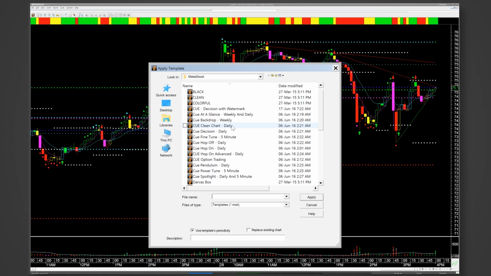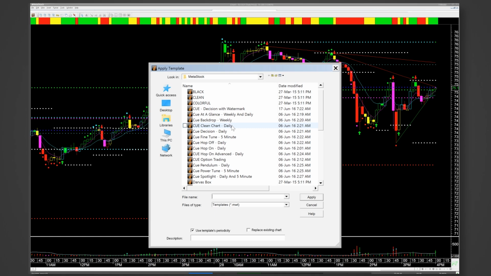That's the clean chart. Decision template we have covered. Fine tune template we just covered for day trade. Hop off we have covered for swing trade and long-term investment. Hop on we have covered as the primary template for deciding to go long or short using swing or long term. Then we have covered pendulum template.